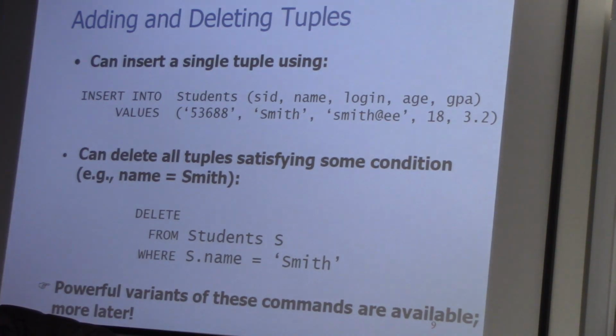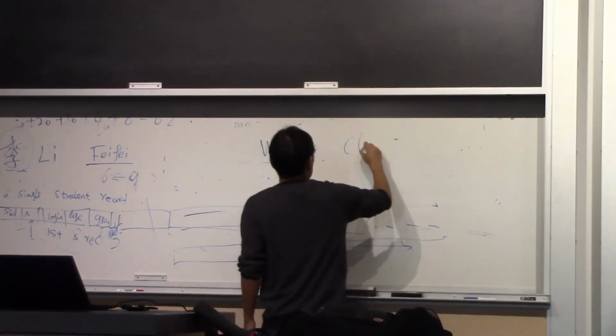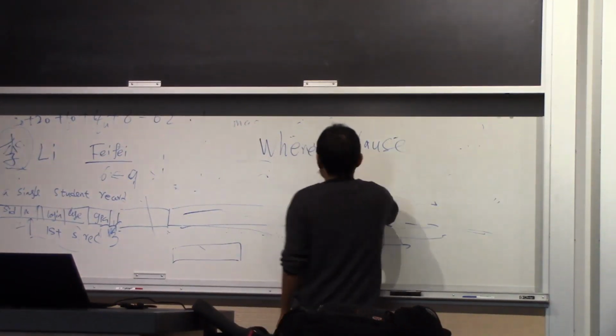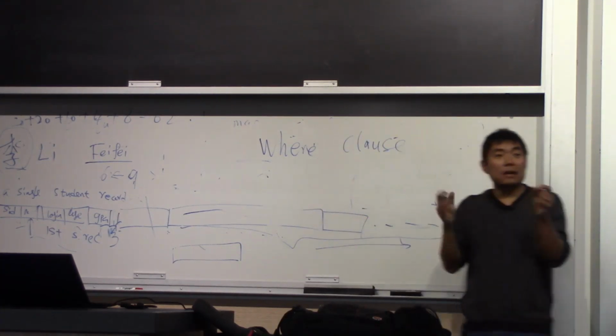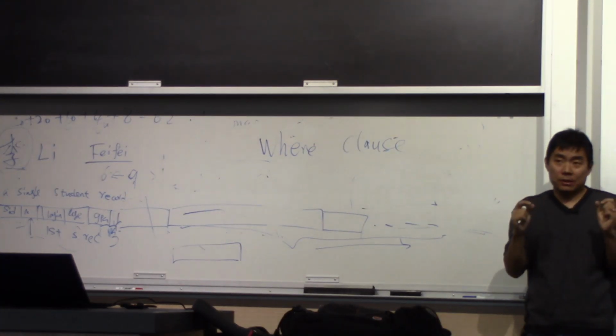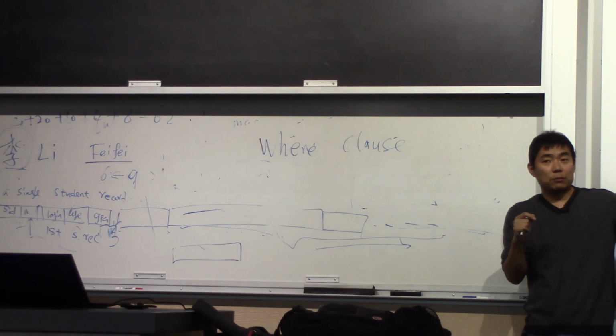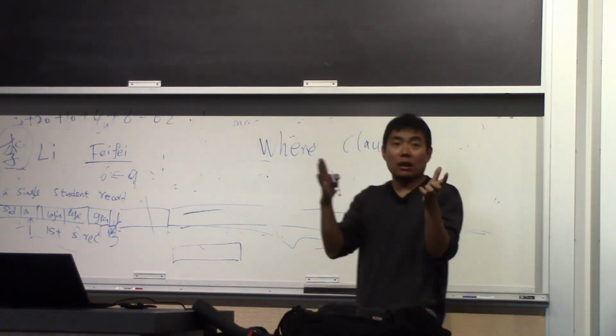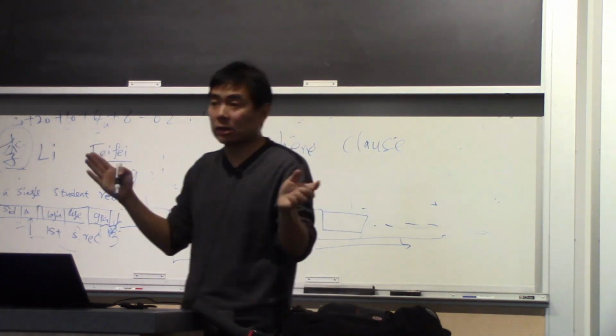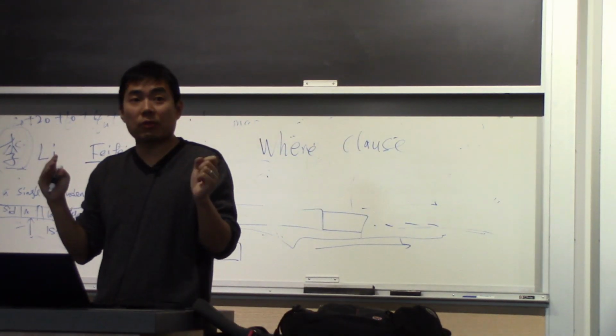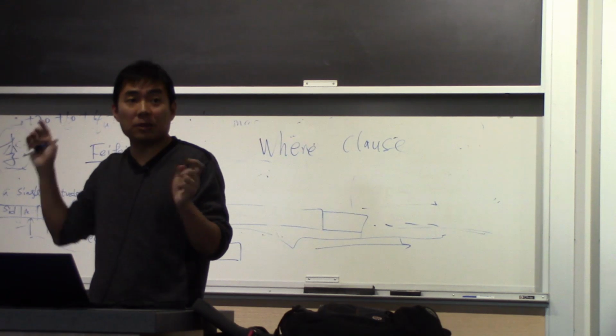Okay? So the where clause is used to specify conditions that must be met in order for the preceding action to take place. In this case, the preceding action is delete the record. So in order to delete this record, this condition must be true.